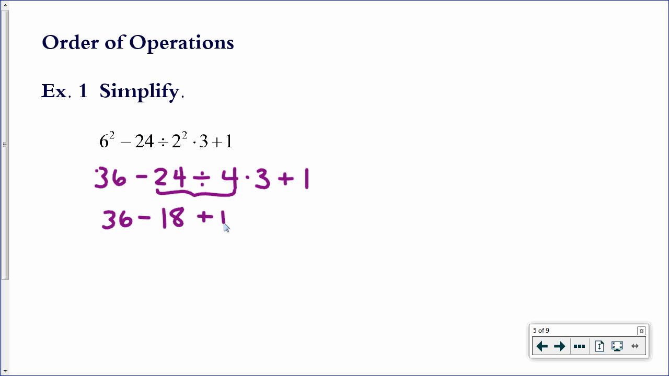And then we're left with only additions and subtractions, and we go in order from left to right, whichever order they occur. So 36 minus 18 first, which is going to be 18, and then last 18 plus 1, which is 19.